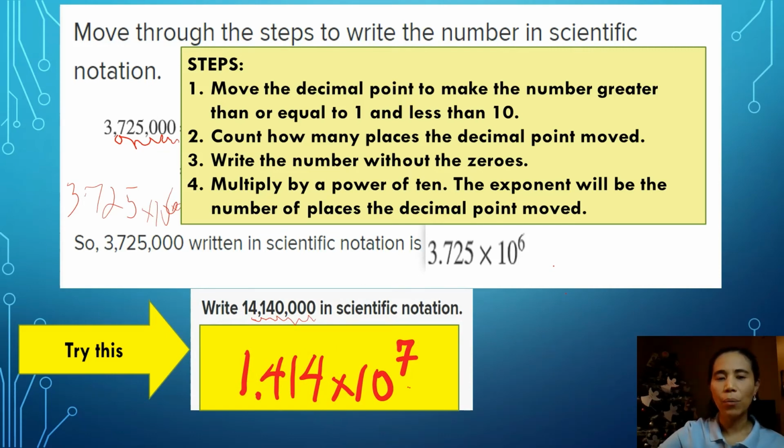So remember, we drop all those zeros, we take away all of them, and then we just have to retain the non-zero digits, which are 1, 4, 1, 4. And then multiply it with the power of 10. And then the exponent is 7 because we have moved the decimal point 7 places from right to left. That is why our final answer is 1.414 times 10 to the 7th. If you get that, you're correct.